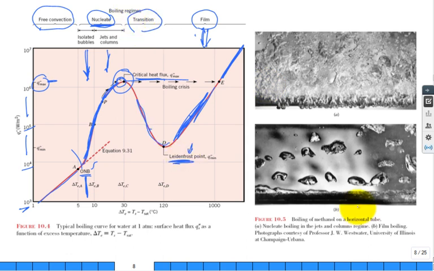So they have some illustrations. Here's methanol, horizontal tube, the nucleate boiling in jets and columns, and then they have film boiling, where they have a layer of vapor. You still have boiling, but it has a very high surface temperature.